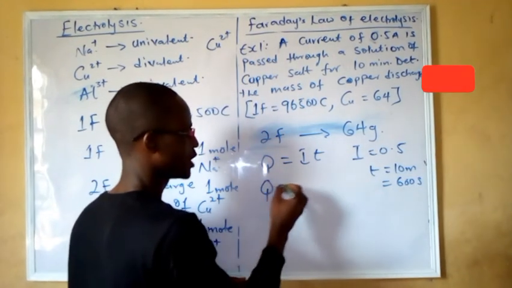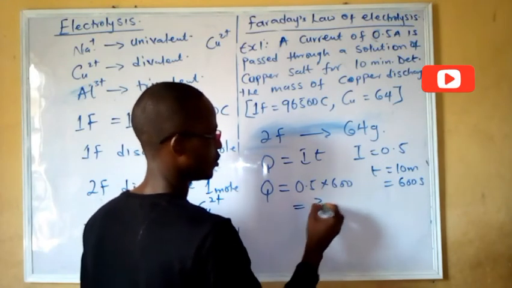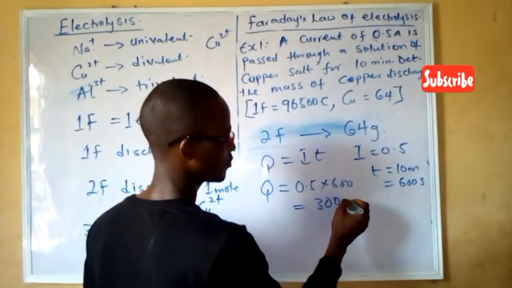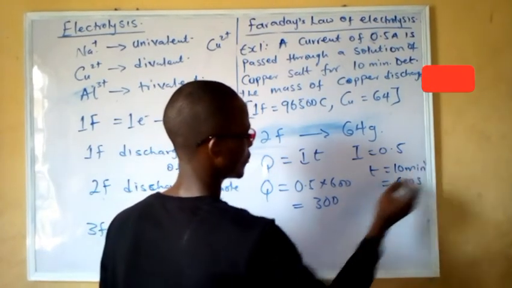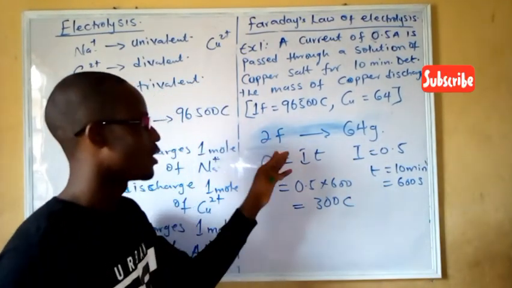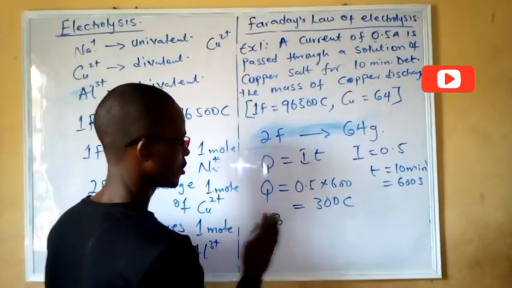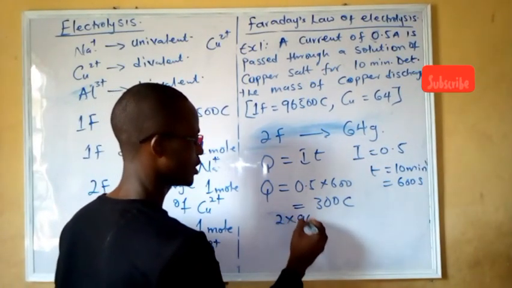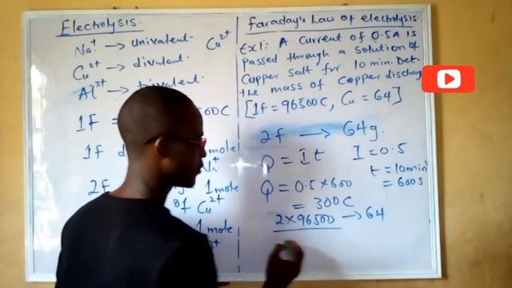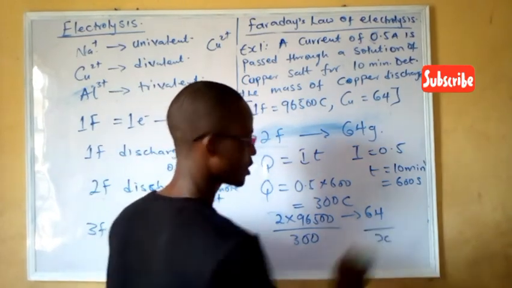So the quantity of charge will now be 0.5 times 600, which is 300 coulomb. So if 2 Faraday discharge 64 grams, that means 2 times 96,500 discharge 64 grams, definitely 300 coulomb, these are charges, will discharge X gram.